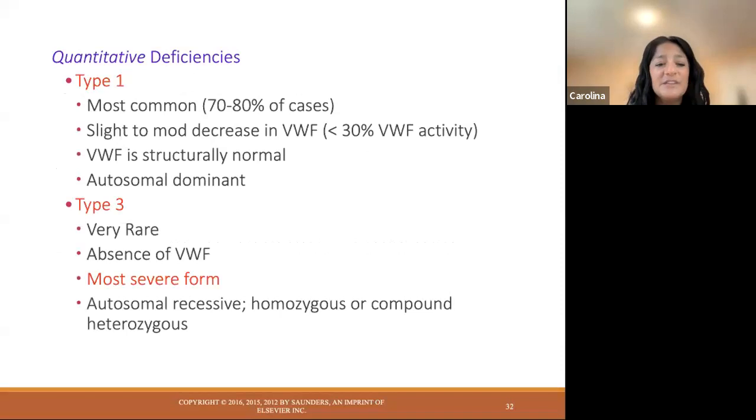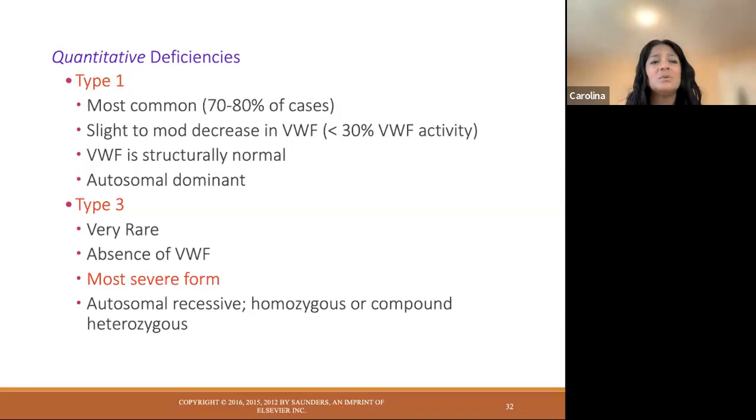So in terms of the deficiencies, well, again, we talked about von Willebrand's disease being two different main categories. We talked about the quantitative deficiencies and the functional deficiencies, the qualitative deficiencies, right? So normally type 1 and type 3 are the quantitative deficiencies. So basically a decrease in the number of circulating viable von Willebrand factor. So type 1 von Willebrand's disease is actually the most common type. It happens in about 70 to 80% of cases.